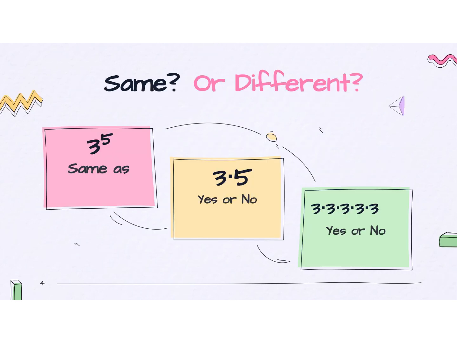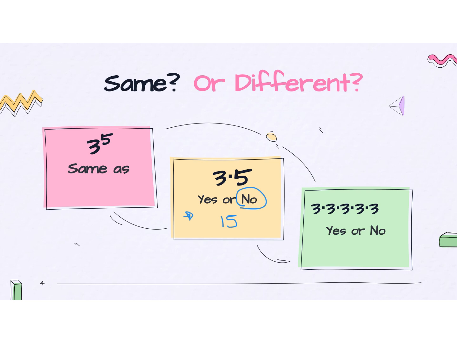Before we get started, let's take a look at some actual information. So if we have these 3 boxes and we start at the very beginning and we look at 3 to the power of 5, our question is, is that the same as this one right here, 3 times 5? Well, 3 to the power of 5 is definitely not the same as that. So we would say no, because 3 times 5 is 15. And we are assuming that 3 to the power of 5 is much larger than that.